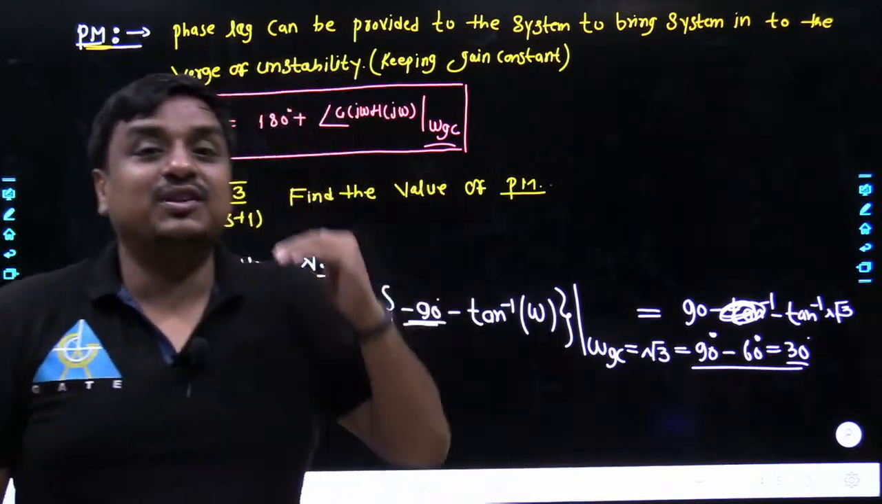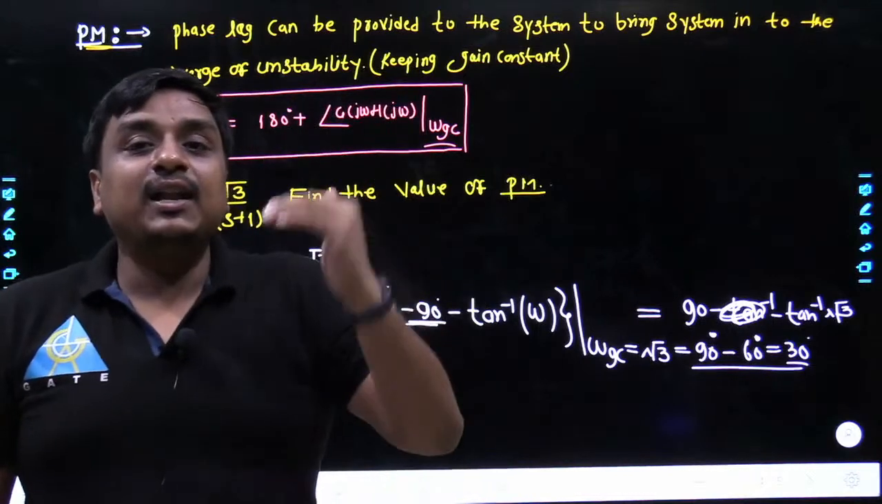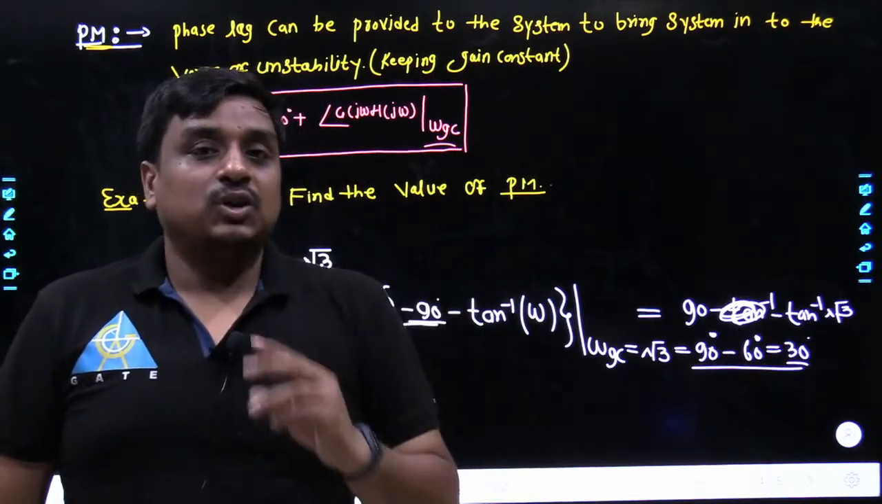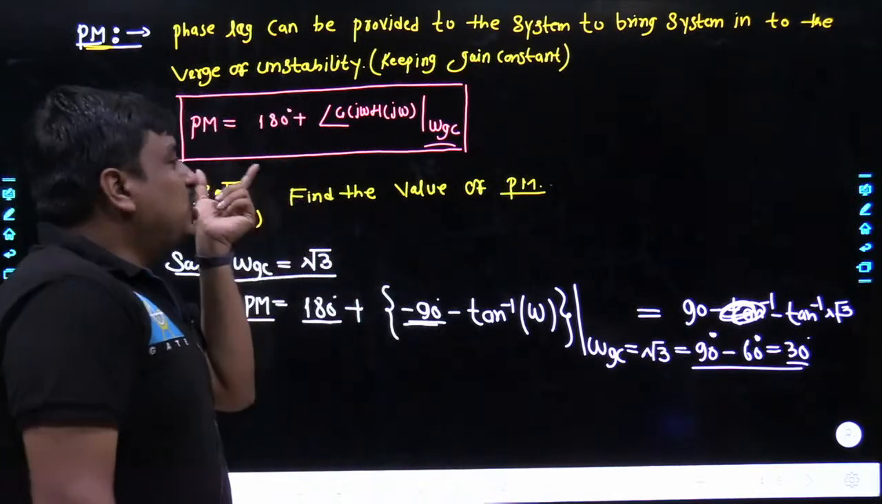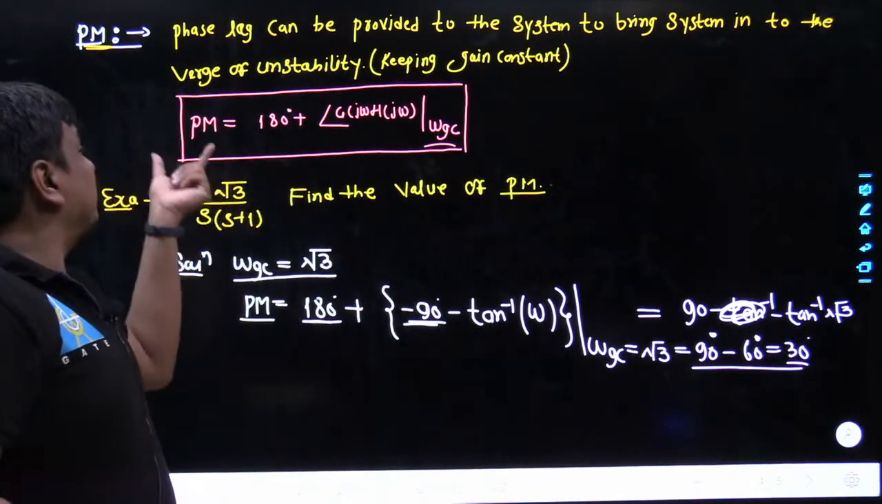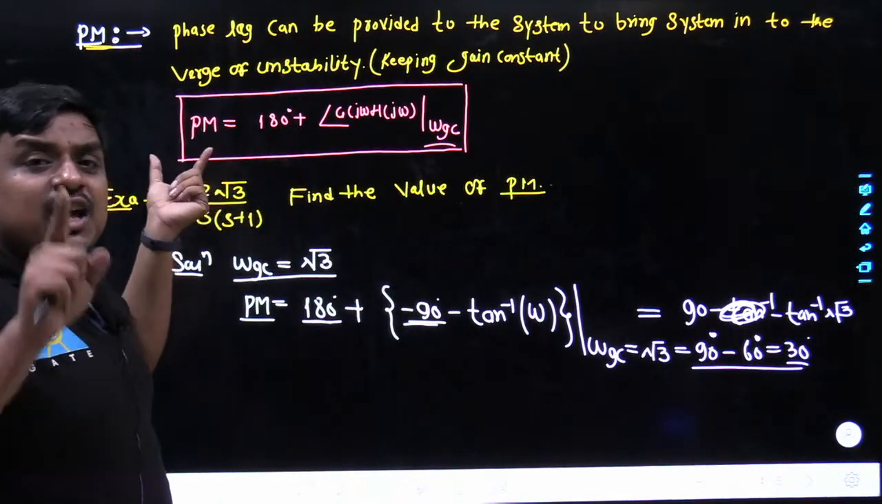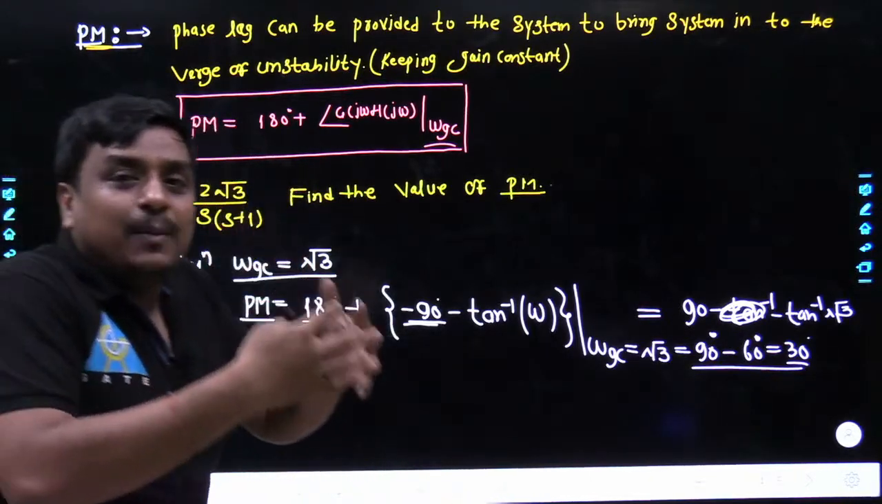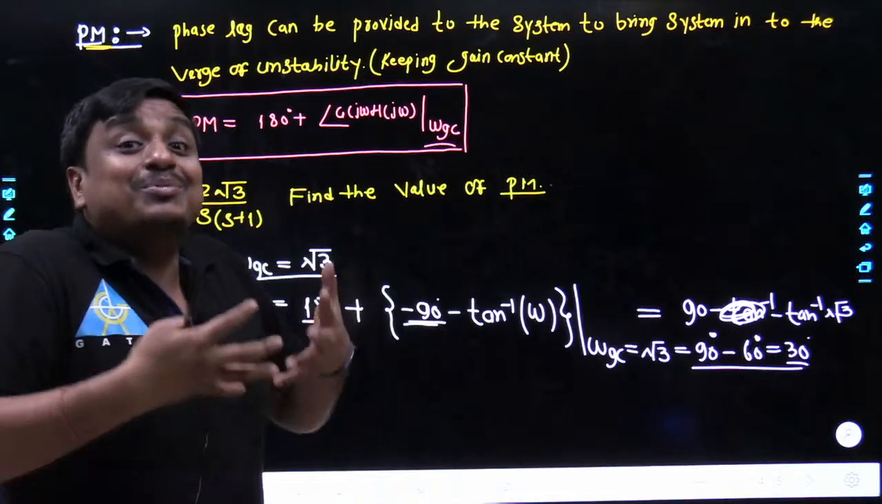Still a system is a stable system until you are providing your phase lag till phase margin. That is why I am saying whether you have the margin in phase or not would be solely defined by the phase margin. If phase margin is positive, that means you are allowed to give a good amount of phase lag. Still the system is a stable system.